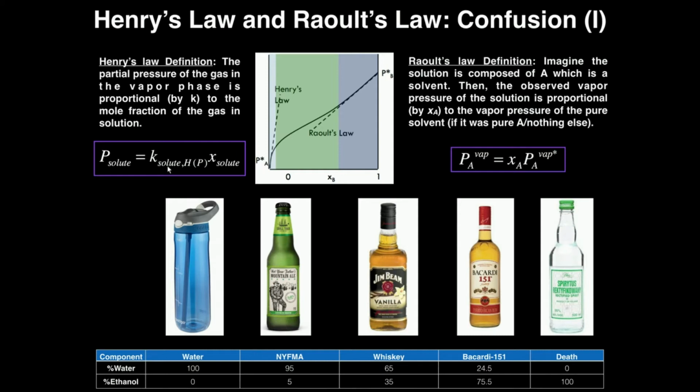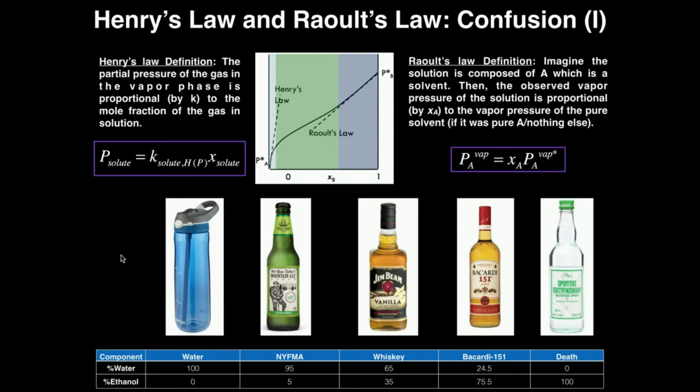Also, Raoult's law's definition. So we're going to imagine the solution is composed of A, which is the solvent. Then the observed vapor pressure of the solution is proportional by the mole fraction of the A solvent to the vapor pressure of the pure solvent, assuming it was all ethanol. So if we have our situation from the previous slide, the vapor pressure of ethanol, assuming it was the solvent, is equal to its mole fraction times the vapor pressure of pure ethanol, which again, this last one, something you can look up in a table.